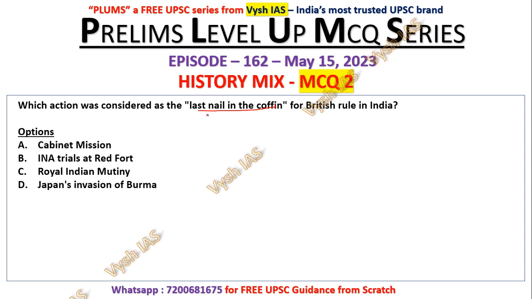The last nail in the coffin means obviously the last blunder or mistake which happened during the time of British rule, after which the Britishers had to go away from this country. All these things happened around that time only, 1946-47.